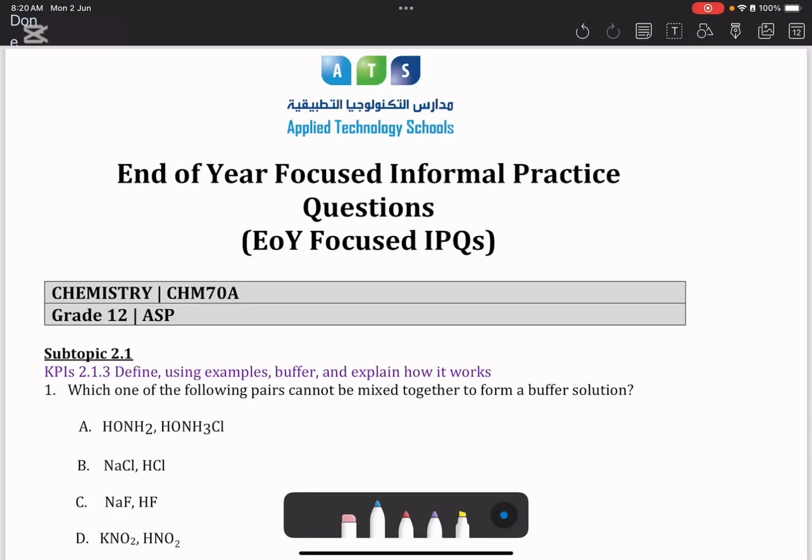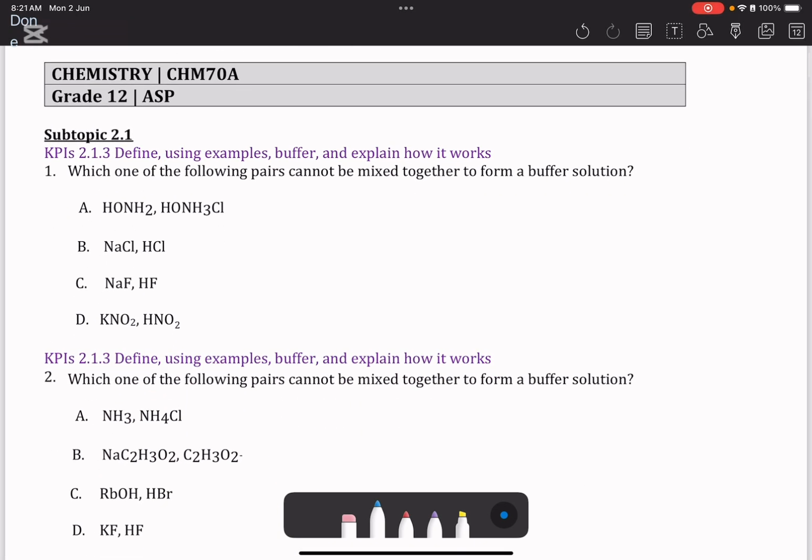In this session, I will be explaining how to solve the focused questions for the grade 12 ASP. Let's first begin with the term 1 materials. Which of the following pairs cannot be mixed together to form a buffer solution?